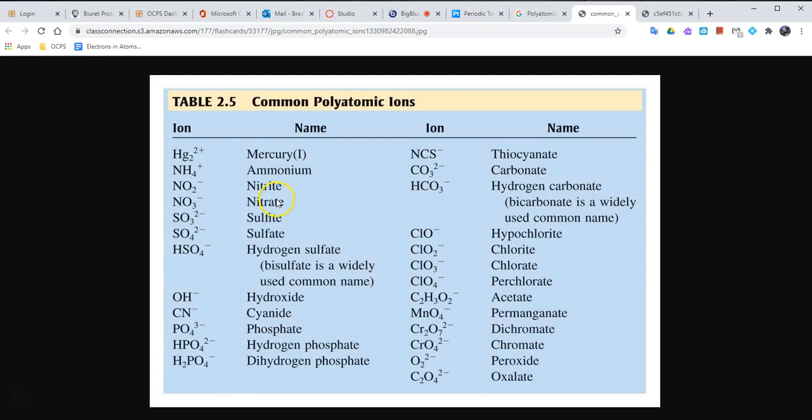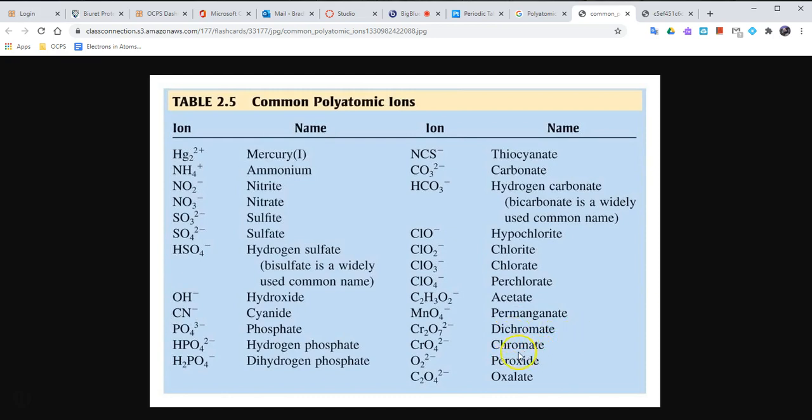The ones I need you to memorize, though, are ammonium, nitrite, nitrate, sulfite, sulfate, hydroxide, phosphate, carbonate, chlorite, chlorate, acetate, permanganate. This one's a really fun chemical to work with, by the way.